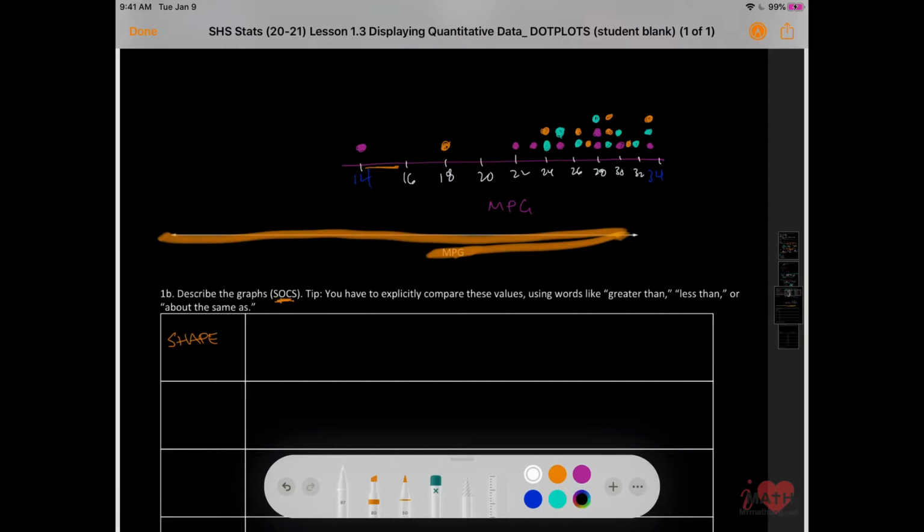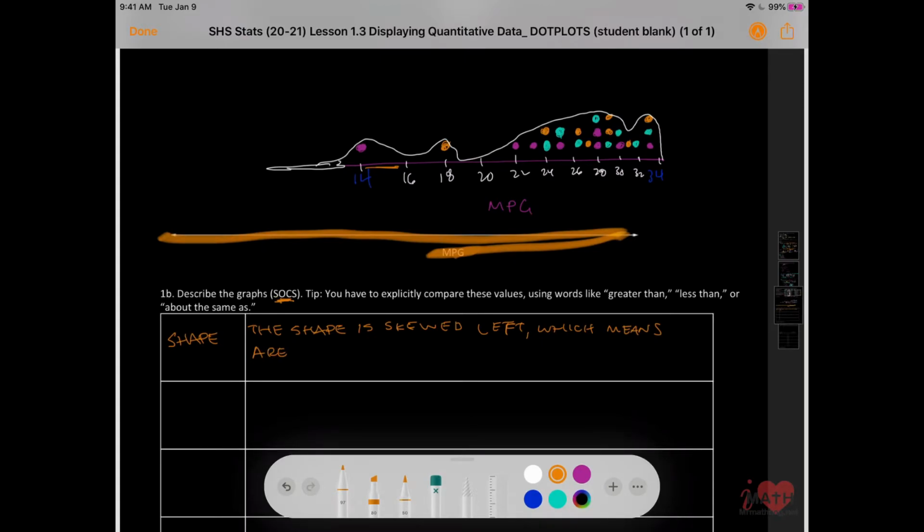Now I'm going to draw kind of like your curve. So this is my tail, right? There's really nothing over there. So where's my tail going? It is going to the left. The shape is skewed left. Which means, or not like average, but is explained or defined that there are, you can use one of those words there, more cars or less cars than the 25 miles per gallon.